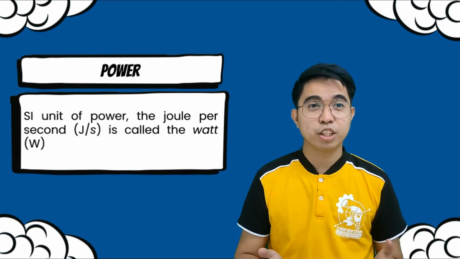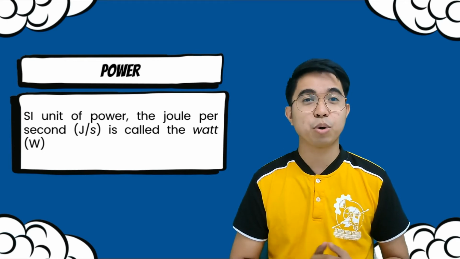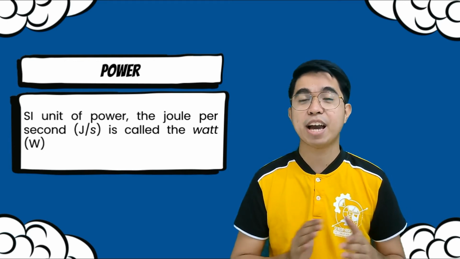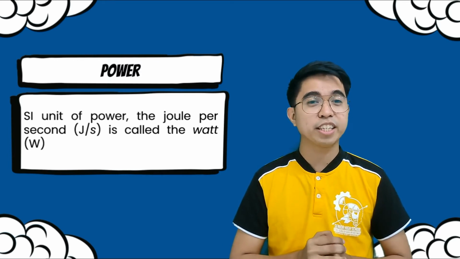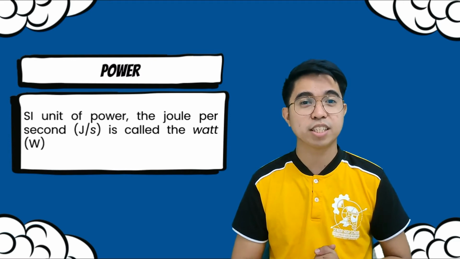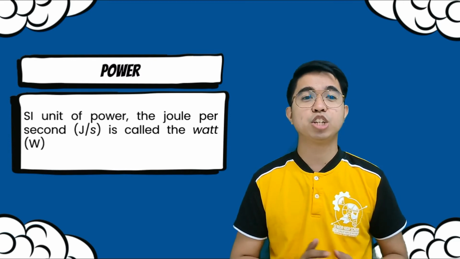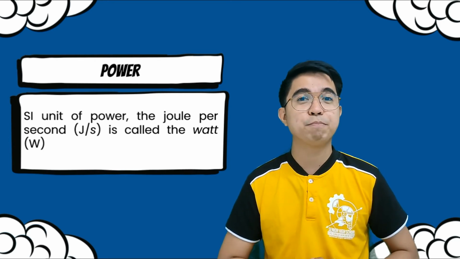The SI unit of power, the joule per second or J/s, is called the watt, in honor of James Watt, the Scottish engineer who pioneered the development of the steam engine. The kilowatt, or 1 kilowatt equal to 10^3 watts, is also commonly used. Watt himself originally introduced the idea of the horsepower, or HP, as the unit of power.